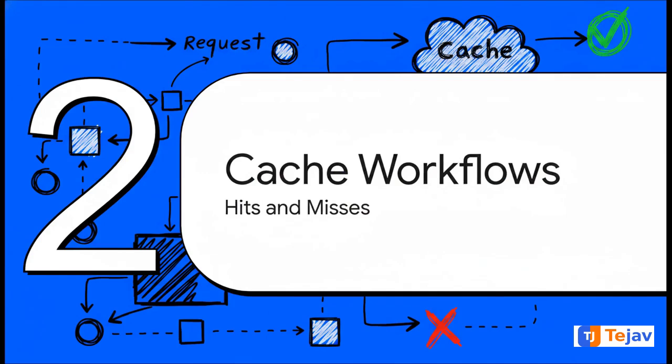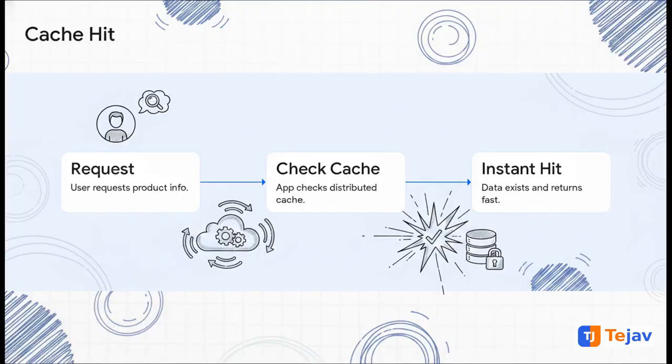Section 2. Cache workflows. Let's look at the anatomy of hits and misses. Now, in a perfect world, what we call a cache hit in the industry, the workflow is beautifully simple. Step 1, the user requests product info. Step 2, your application checks the distributed cache instead of the database. Step 3, the data is sitting right there in memory. Boom. It's a hit. The data returns instantly in milliseconds, and the database didn't even know the user was there.